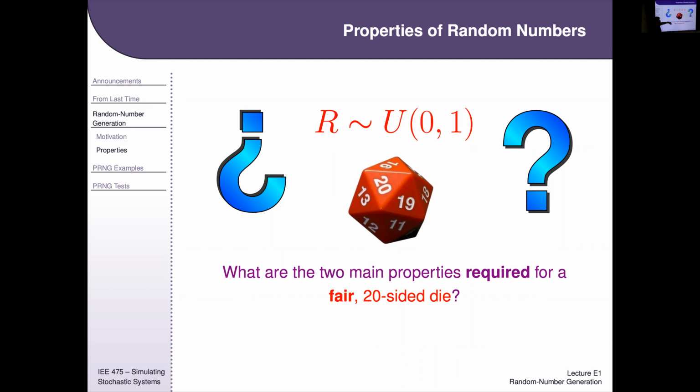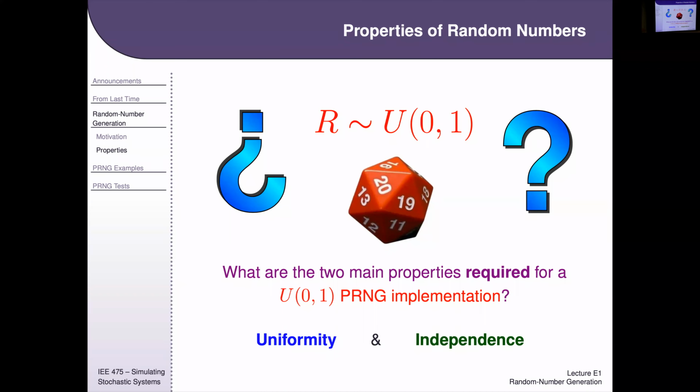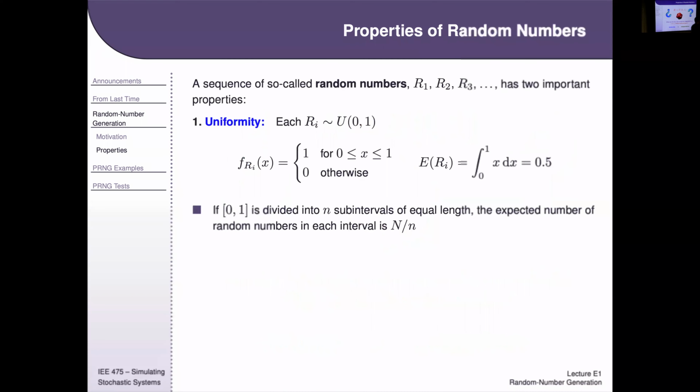So I want to make sure that each individual die roll is uniformly distributed between 1 and 20. And if I know information about the previous die roll, it doesn't change the distribution of the next die roll. So every die roll is always uniformly distributed between 1 and 20, regardless of what information I have about the previous die rolls. And so that is effectively uniformity and independence. And that's what I need to build in my pseudo-random number generator, my mathematical expression that's implemented inside the computer.